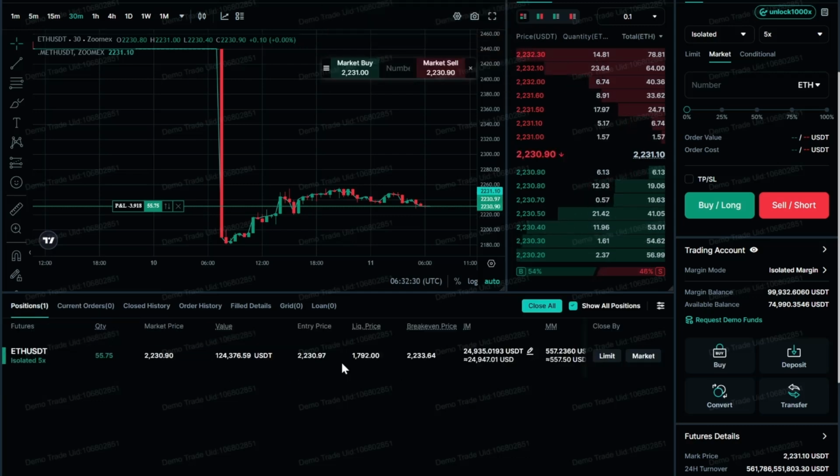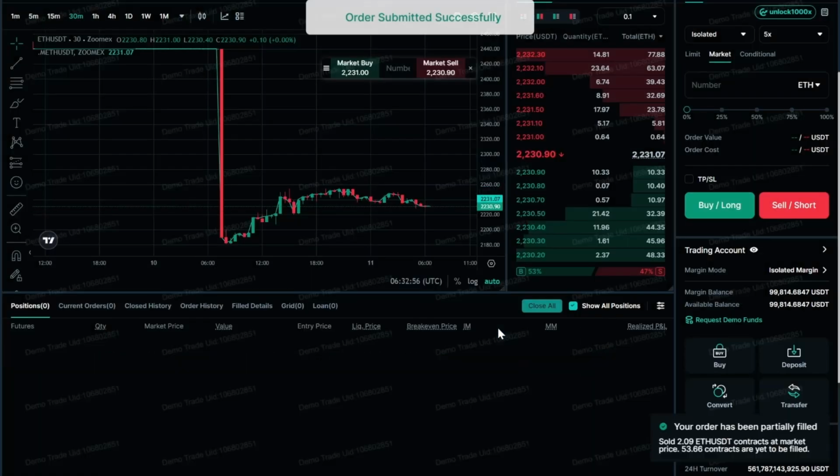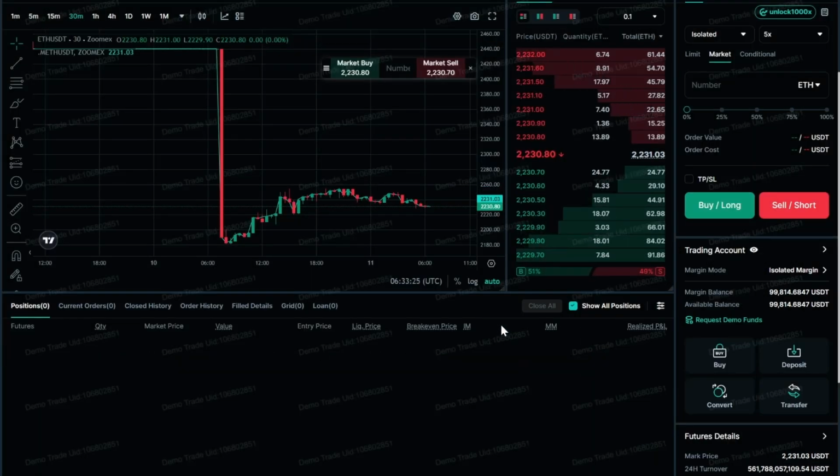And under our position, we can see close by limit or market. Again, for this tutorial, we are just going to use a market order so we can get out of the market quick. We are going to sell 100% of our position, and we're going to confirm that. We have closed our full position. We can see now in our account, we have about 99,814 USDT. So we did lose a little bit on this trade. This has to do with the market going down a bit, as well as some trading fees.